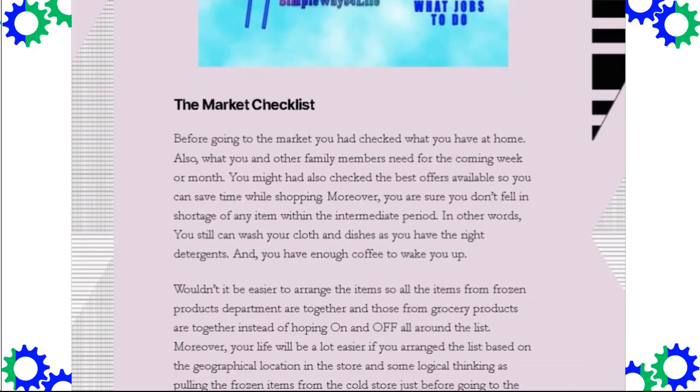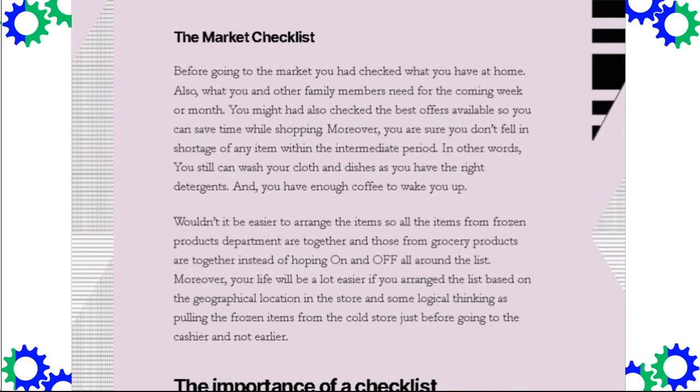So the market checklist: if you are used to going to the market weekly, for example, to make efficient use of your time, you need to make sure that the list you take when you go to the market includes all the items that you need. For example, you need some coffee, you need some detergents, whatever, because you need to make sure that from this visit to the market to the next visit, you have enough material to cover your needs. Okay, so the first important thing is to include the items that are necessary.